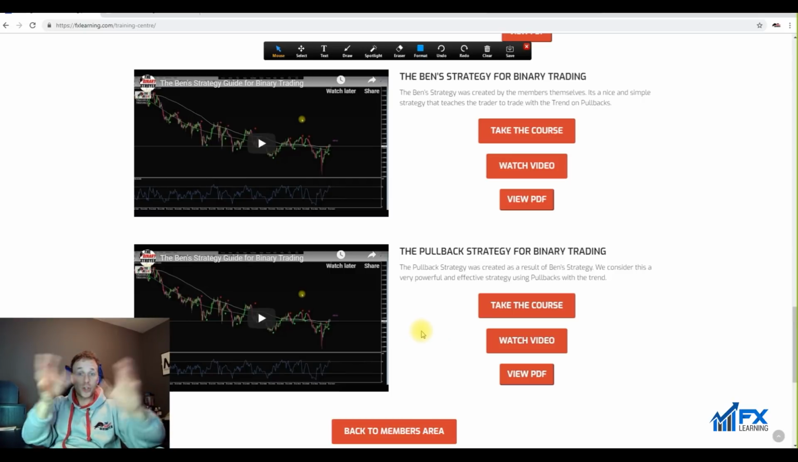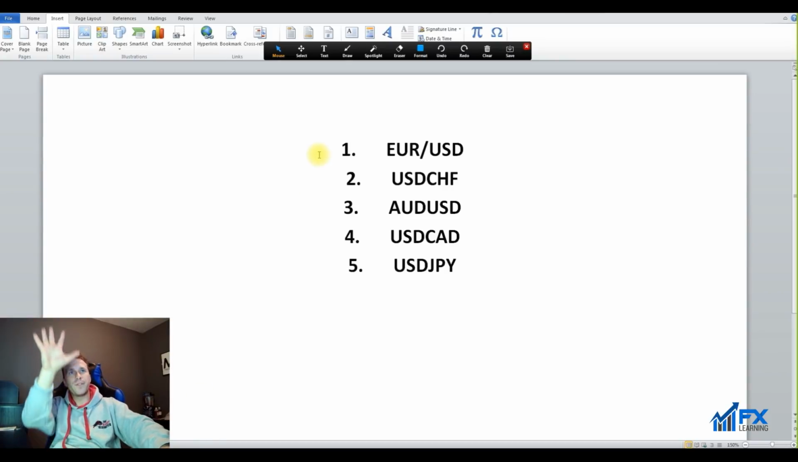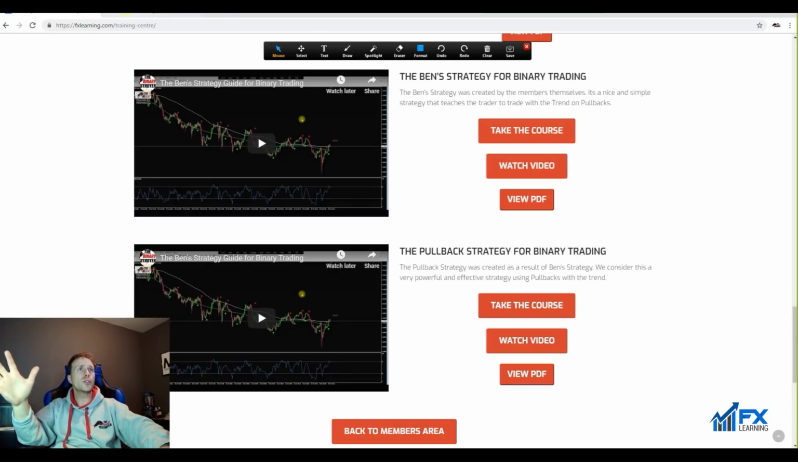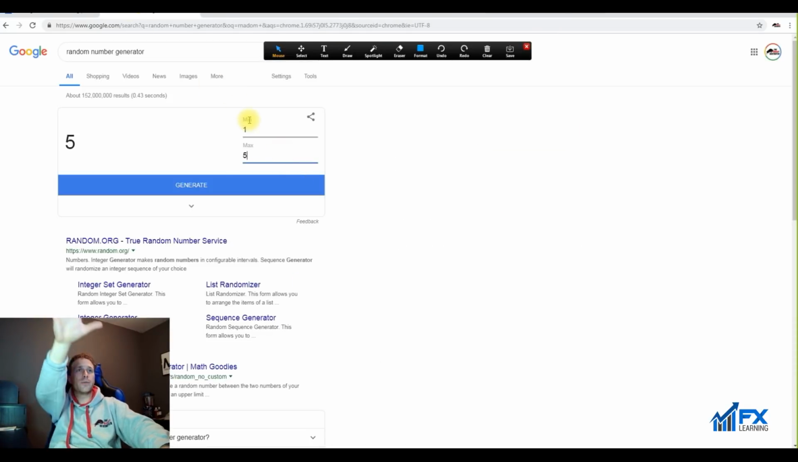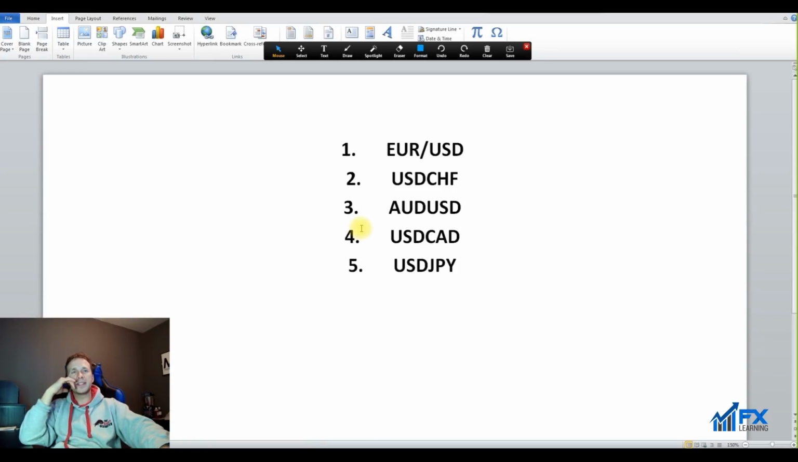Now, just to show you that this is not rehearsed, I haven't tested this before. This is completely live simulating in front of you. I've got 5 currency pairs loaded up here: Euro USD, USD CHF, AUD USD, USD CAD, and USD JPY. As you can see, they're numbered 1 to 5. So if we go over to my number generator, I've got it from 1 to 5, and what I'm going to do now is just click generate, and that is it. So in today's video, we're going to be simulating AUD USD, and we're going to be trading the pullback strategy on the 1 hour charts with AUD USD.